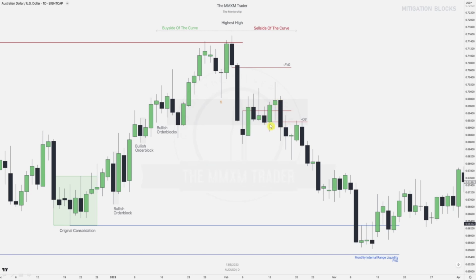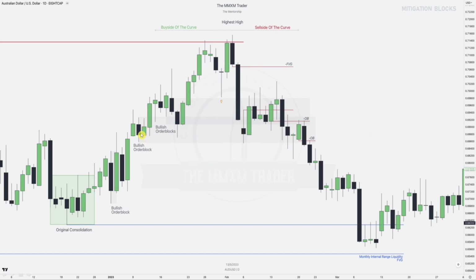So this mitigation block coupled up with a bearish order block, and then we can find an entry over here. Price keeps continuing down until we reach that internal range liquidity, right? Again, from external to internal, and then the sell side of the curve with those mitigation blocks. We have another one over here and another one over here, which we can outline too.